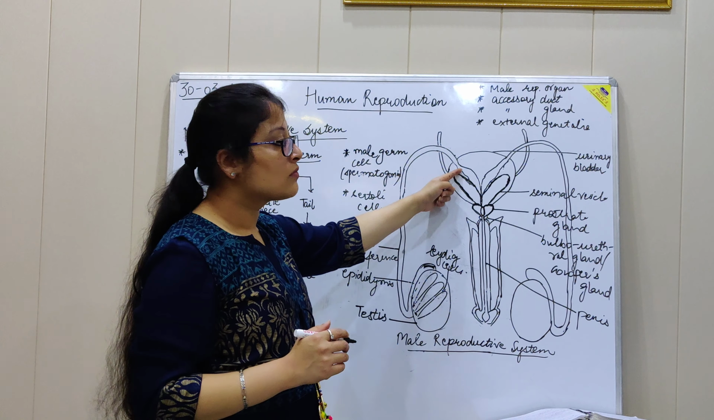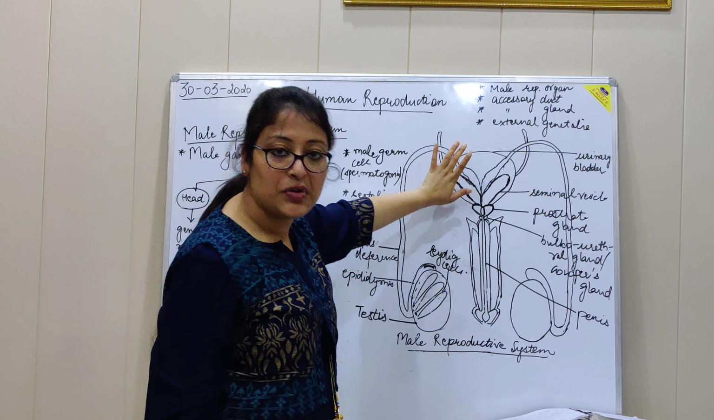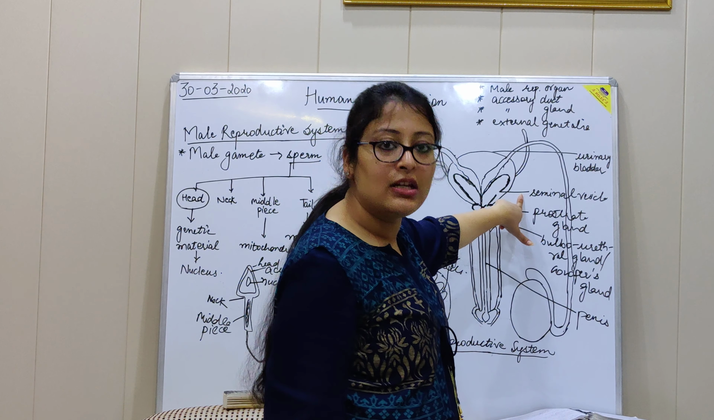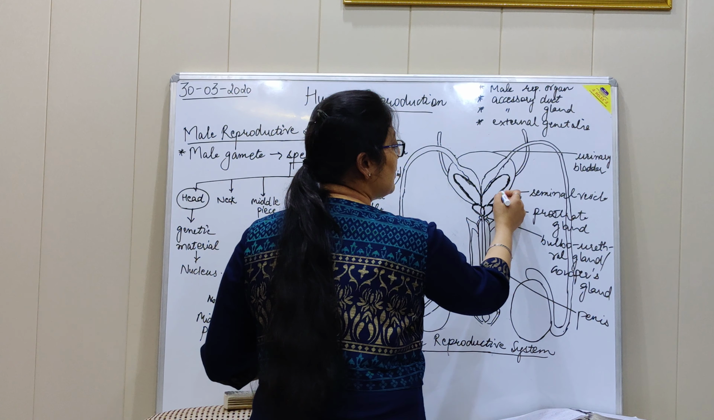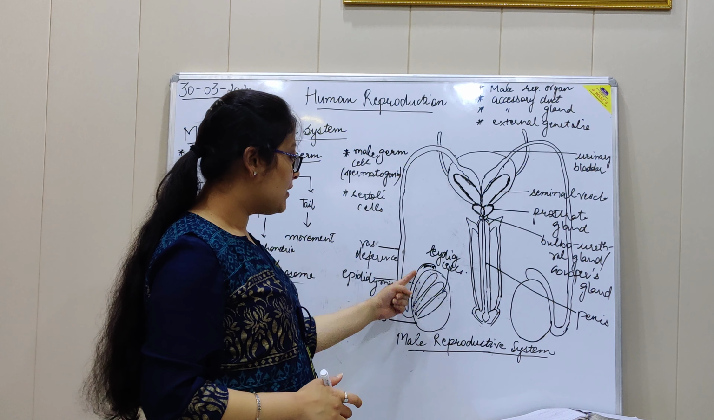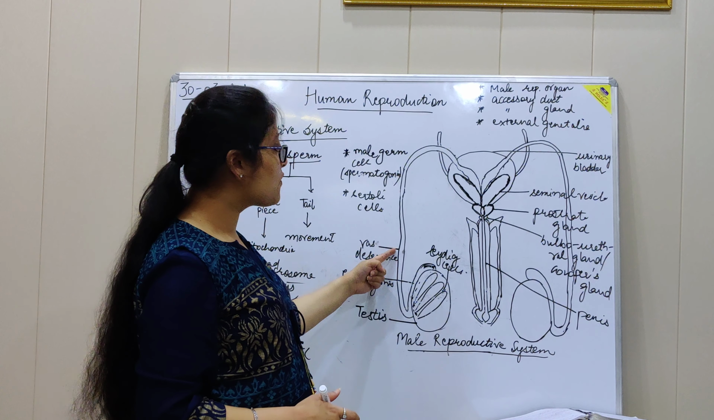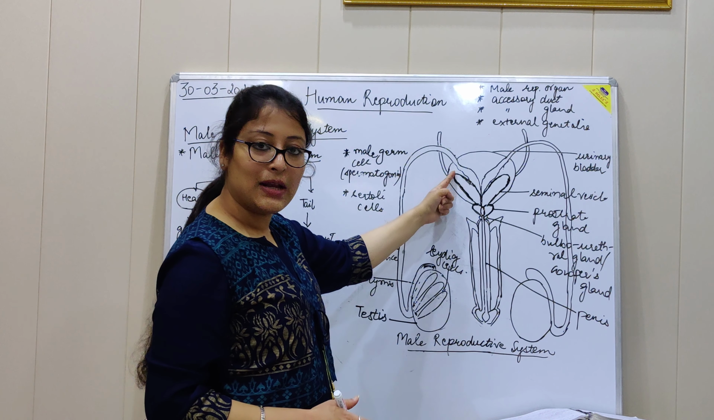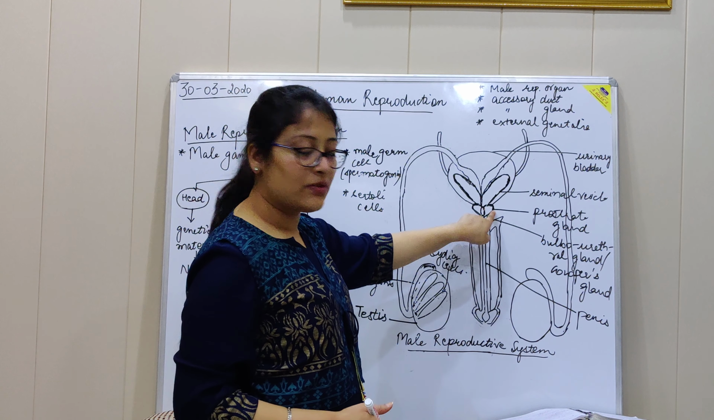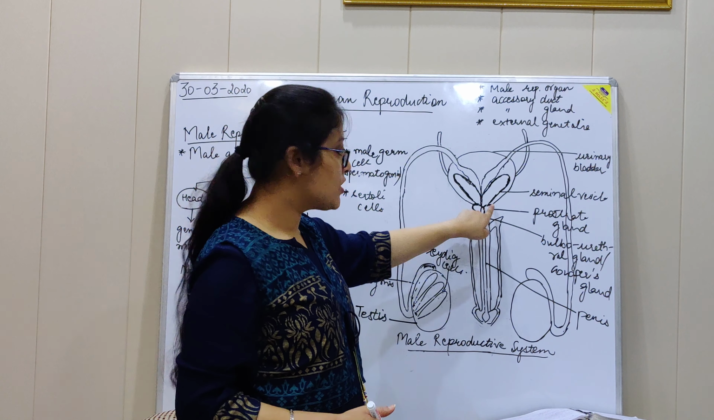Then from epididymis it moves via vas deferens, and vas deferens will take it to the urinary bladder. There the seminal vesicle, this one, will pour its secretion, and then sperm will move out of the male reproductive tract. From here it went to epididymis, from epididymis to vas deferens, from vas deferens it moves to urinary bladder. In the urinary bladder, seminal vesicle will give its secretion, prostate gland will give its secretion, bulbourethral gland will give its secretion, and then sperm will move via penis, and then it will move out of the male reproductive tract.